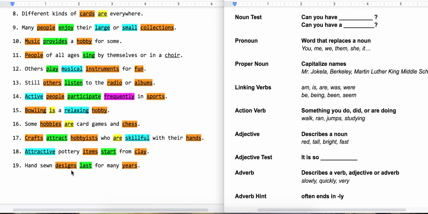Hand-sewn designs. This is also a chameleon word because it could be a verb. He designs things. That would be an action verb in that case, but that's not how it's being used here. They're saying the hand-sewn designs, those are things, right? The actual designs, so that's a noun. And then last is talking about how the designs go for a long time. So that's actually a verb, a really tricky action verb. You can last a long time. That's an action verb. And then years are something you have. Can you have years? Yes.